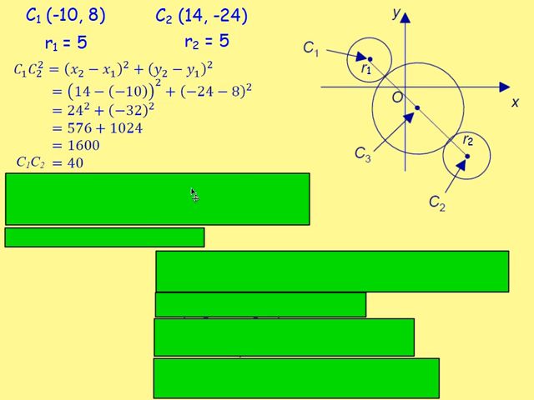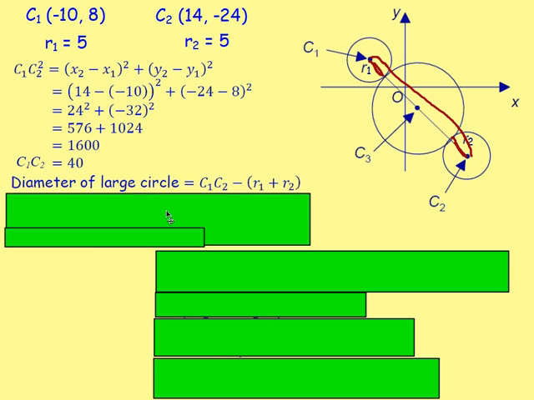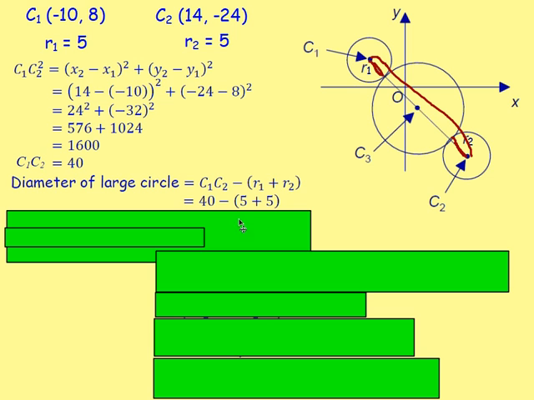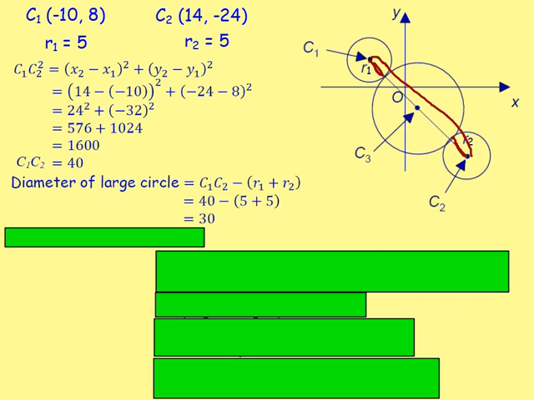You know then that the diameter of this larger circle, as I said on the last page, because this radius is 5 and this radius is 5, and you know the whole thing from here right the way down to here is 40. So what you can do is take the diameter of the larger circle to be that 40, take away this 5 and this 5. And if you do that, you will obviously get 30. So we know the diameter of this larger circle.